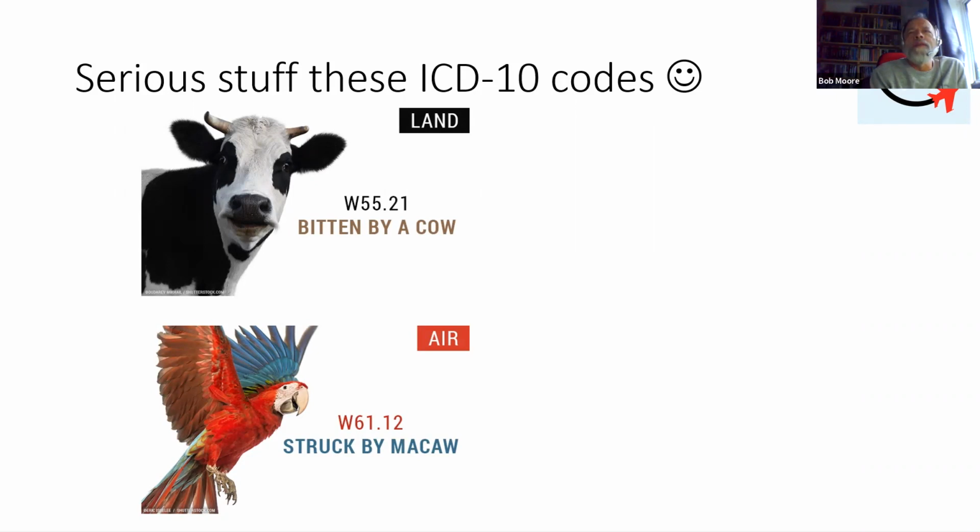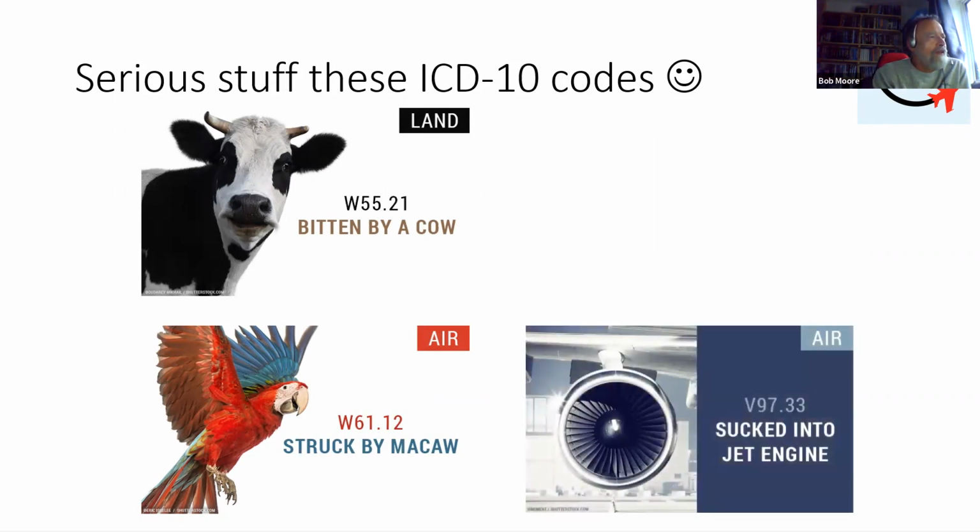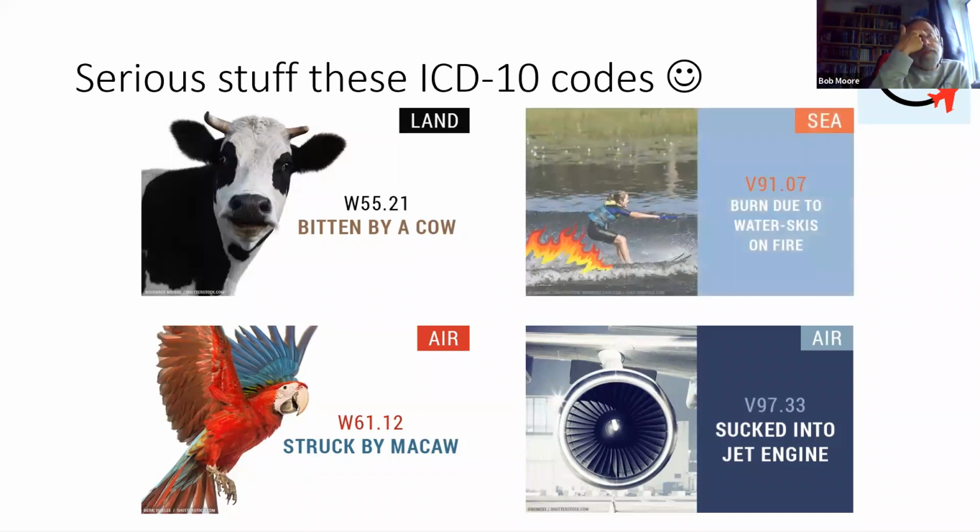Now, the next one, V9733, I don't think this is a real diagnosis, because I don't think you can survive this. That's being sucked into a jet engine. But the most incredible diagnosis that I have seen so far, and I dare say this is not the most bizarre, is V9107, that you have been burnt due to your water skis being on fire.